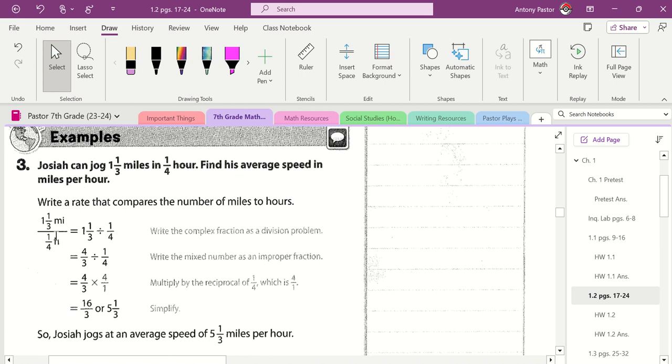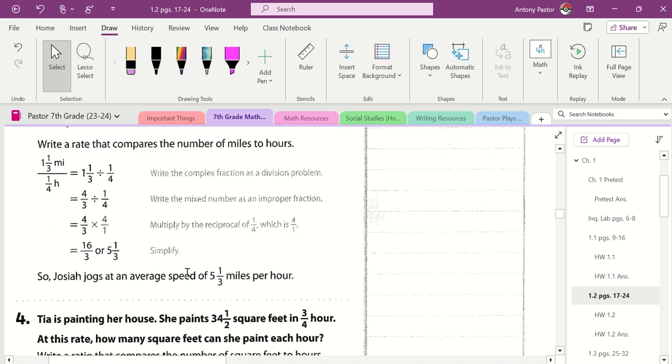So again, I'm under the impression that we want to make this 4. But let's double check. Write the complex fraction as a division problem, which we did. 1 1/3 divided by 1/4, which is what we have been doing. Write the mixed number as an improper fraction. Okay, so it would be 1 times 3, which would be 3, plus 1 is 4, 4/3. Correct. Multiply by the reciprocal of 1/4, which is what we do. And then simplify. Josiah jogs at an average speed of 5 1/3 miles per hour.